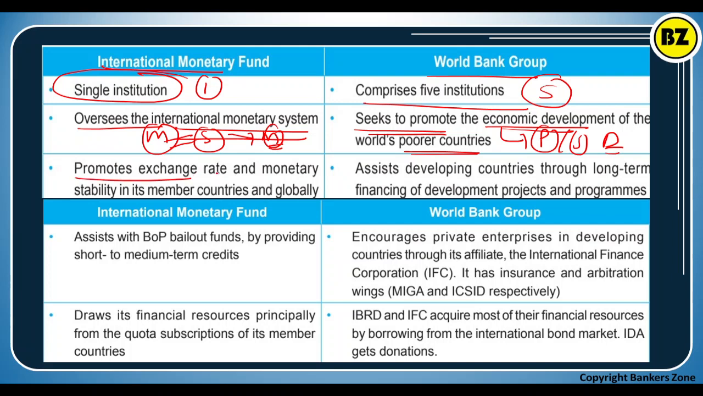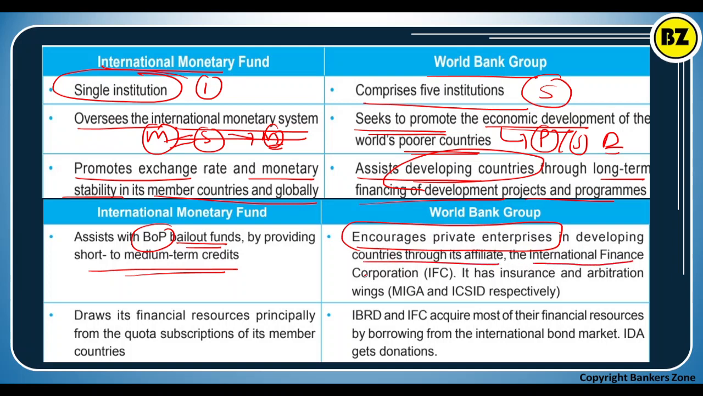The IMF promotes exchange rate and monetary stability in member countries, and the World Bank assists developing countries like India through long term financing projects. Then, if there is a balance of payment shortage, like Pakistan needs, such a package will be provided for the short to medium term by the IMF. And the World Bank encourages private enterprises by allowing attractive investment. The International Finance Corporation, IFC, helps private enterprises. It has an insurance and arbitration wing called MIGA and ICSID. Basically MIGA promotes investment and ICSID resolves disputes.